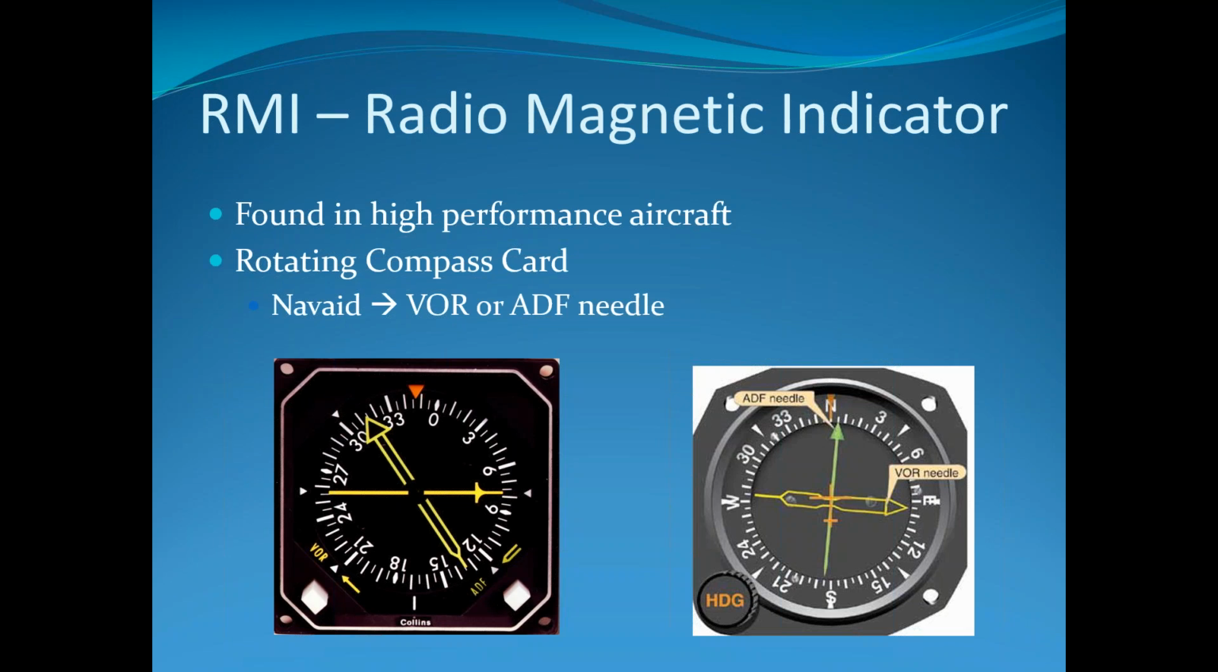But it basically picks up NDBs or VORs, so it kind of is a combination of the two. That's pretty much all you need to know about that. It's not really common to have an RMI, but if you do, it picks up VORs and NDBs.